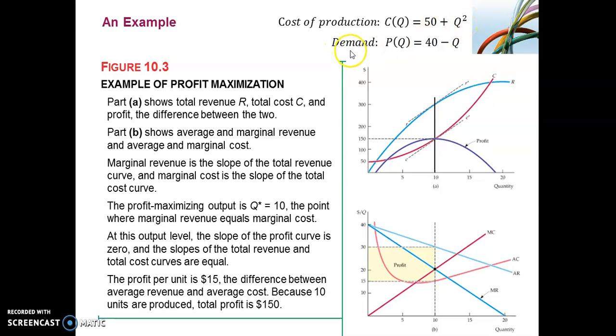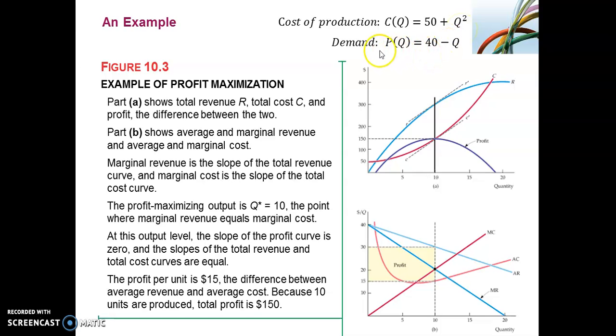And then you're also given your demand curve. P is equal to 40 minus Q, and this is also your average revenue. Now, if you wanted to get your marginal cost from this function, you would get your first derivative from this. So marginal cost would simply be 2Q.